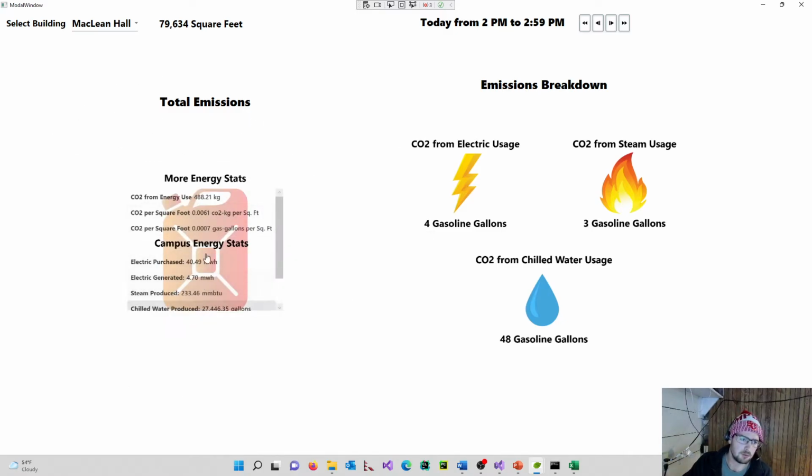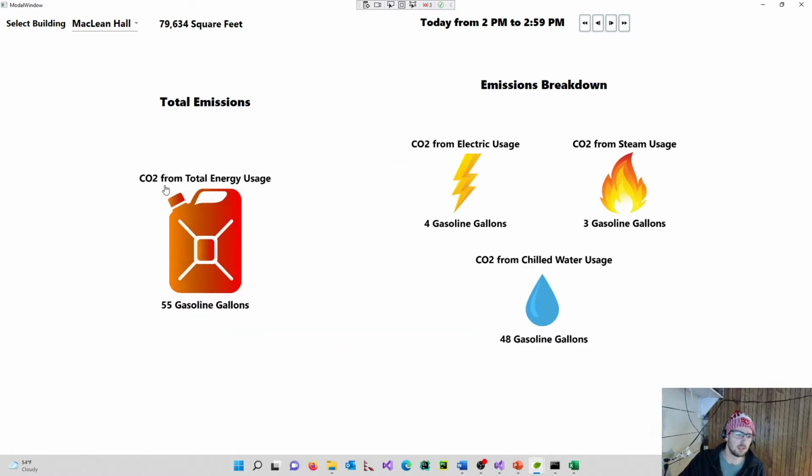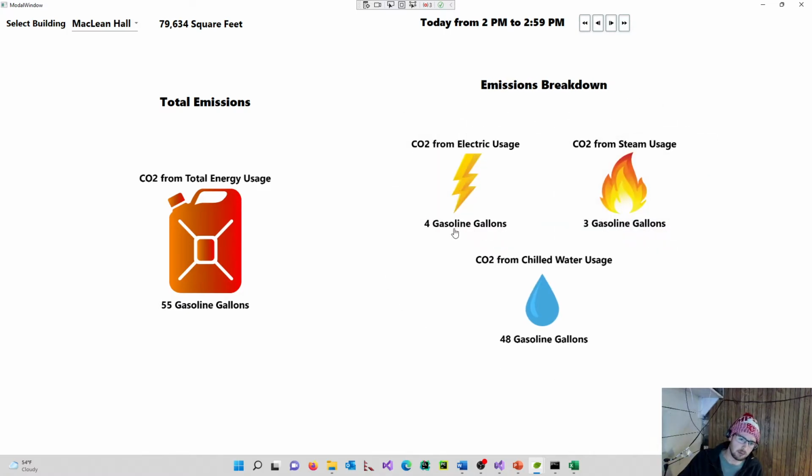And if you flip, you've got some more energy stats on the back side. So you can get values like CO2 per square foot and all that. That's all on here as well. But this is, at a glance, what is the carbon footprint for this hour? And these all have stats as well. And of course, you see the breakdown of how much gasoline was for electric and steam or chilled water.